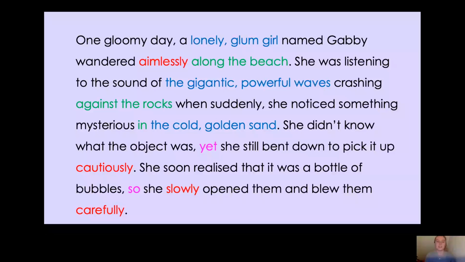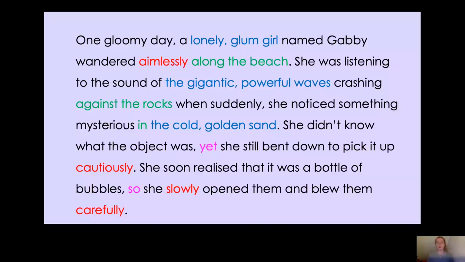Next one, she was listening to the sound of the gigantic, powerful waves. So there you go, there's my sense of hearing. As she walked down the beach, she heard the gigantic, powerful waves. As she walked down the beach, she heard the noisy, wide-winged birds. You can change it, but I've written she was listening to the sound of the gigantic, powerful waves. So there's my expanded noun phrase. I've got my two adjectives and my comma in between, followed by my noun, which is waves.